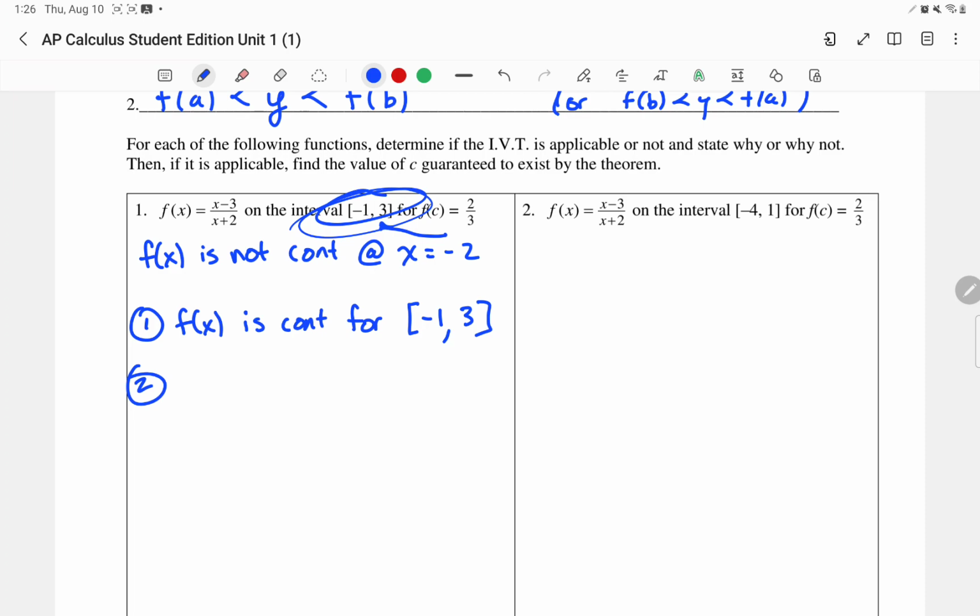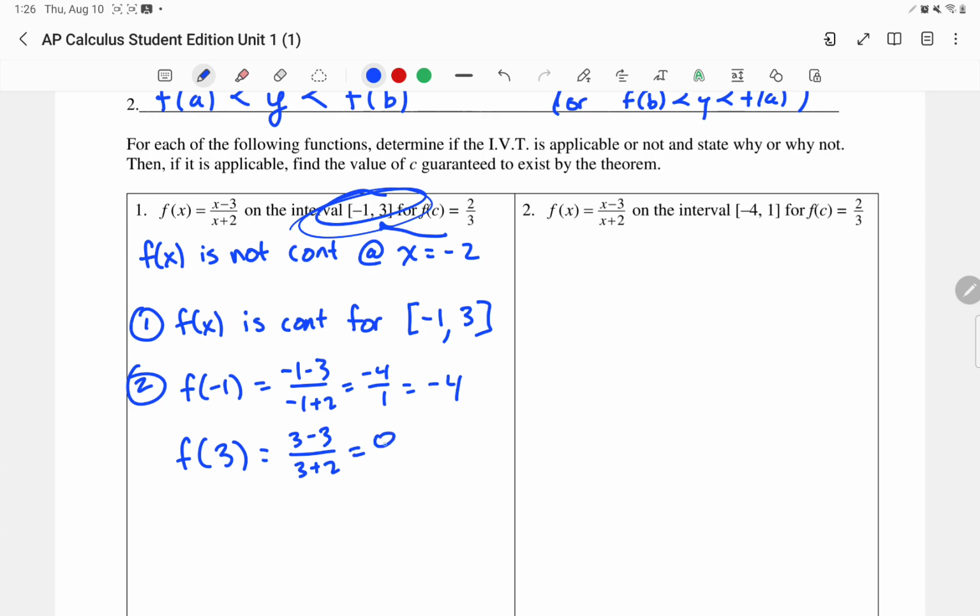Our second rule is we're going to look at the endpoints. So f of -1, I'll plug that in. It's -1 minus 3 over -1 plus 2. It's -4 over 1, so it's -4. Then I'm going to check my other endpoint, f of 3. 3 minus 3 gives me 0 over 3 plus 2. 0 over 5 is 0. 0 in the numerator is 0. 0 in the denominator would be DNE.